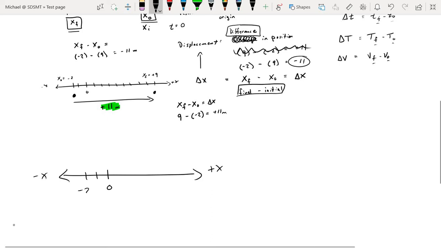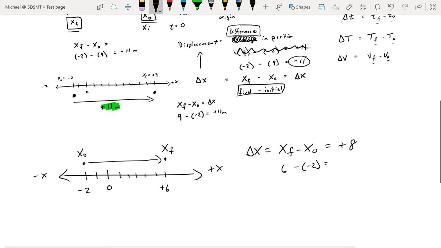Let's go from negative 2 to positive 6 this time. So we're going to start here at negative 2, and we will displace to, oops, sorry, that should be positive 6. And so that displacement, final minus initial, should be positive 8. We have 6 minus negative 2, so that is positive 8.